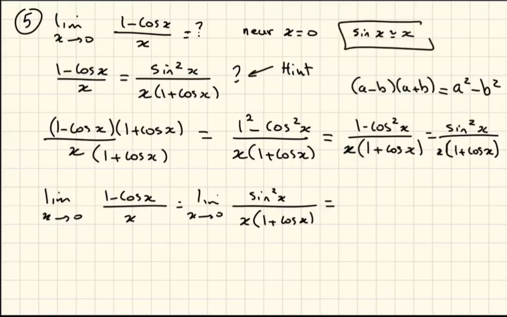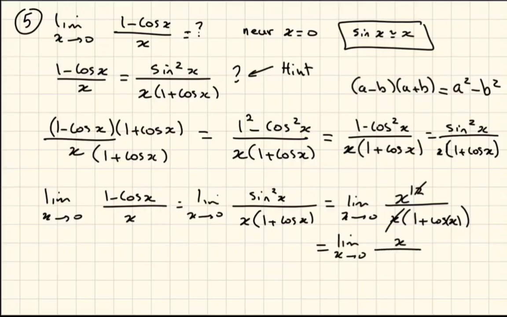Now, since we know that around 0, or as x approaches 0, the sine of x is almost the same as x, I will replace sine by x and evaluate later on. x and x squared, they cancel, we get x exponent 1. So limit as x approaches 0 of x over 1 plus cosine of x, we get 0 over 1 plus cosine of 0. So 0 over 2, which is 0.